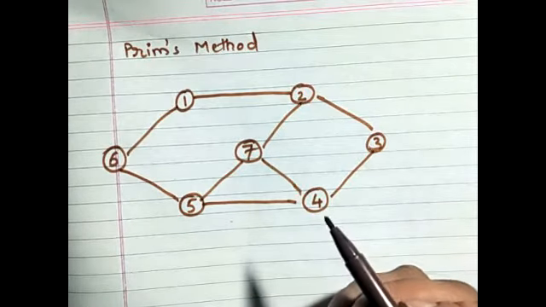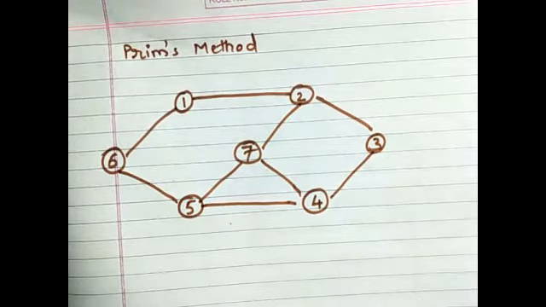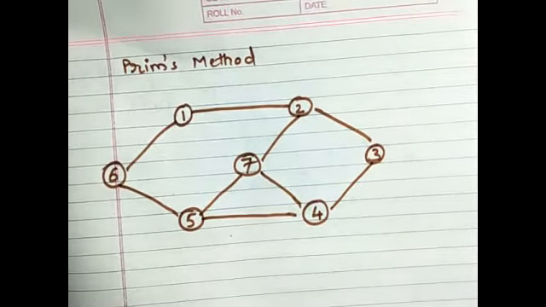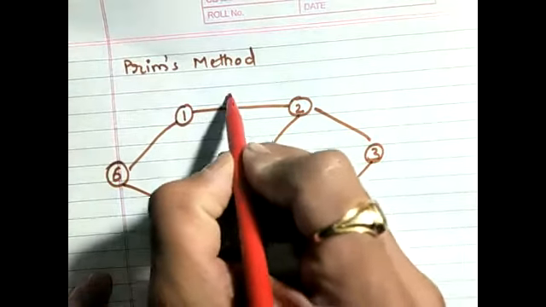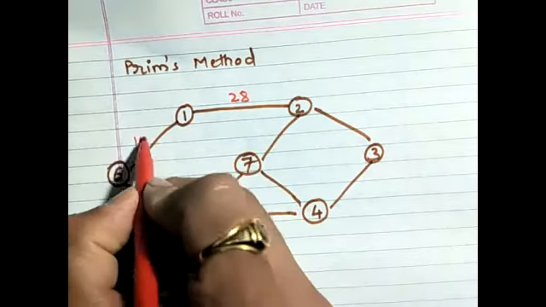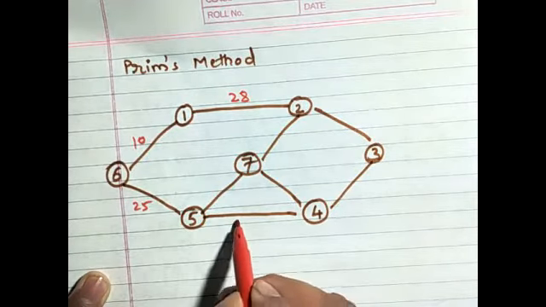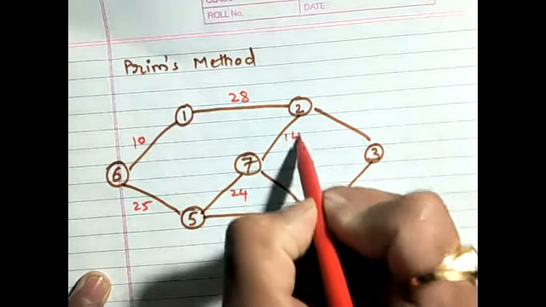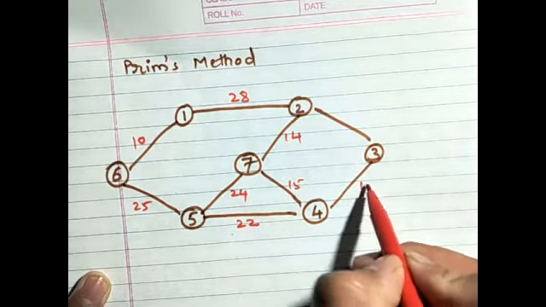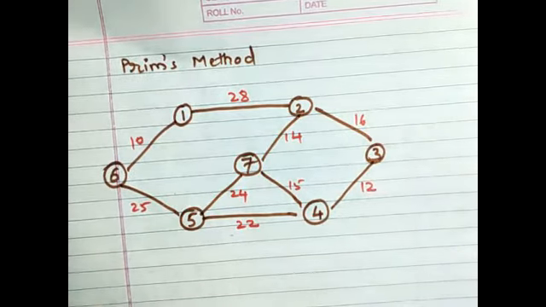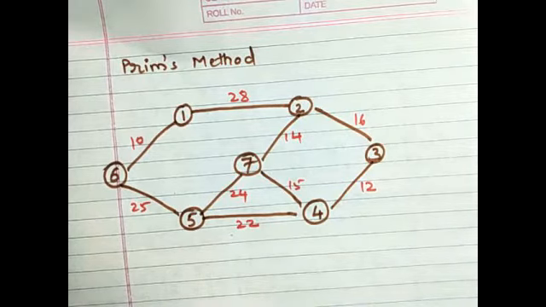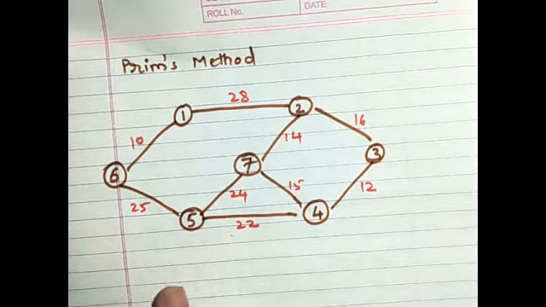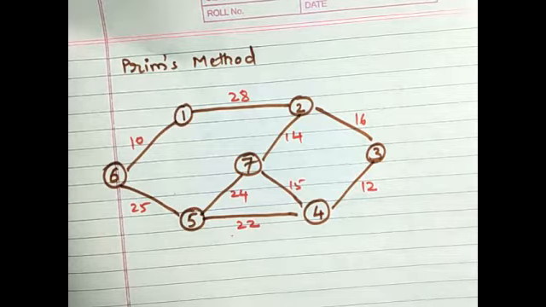Okay, all these edges have their own weights. Let us try to write the weights of those particular edges. Between 1 and 2, it is 28, 10, 25, 22, 24. This is 14, 15, 12, and 16. Now, this is a graph. We can say more properly it is a weighted graph because every edge has a certain weight involved in it.